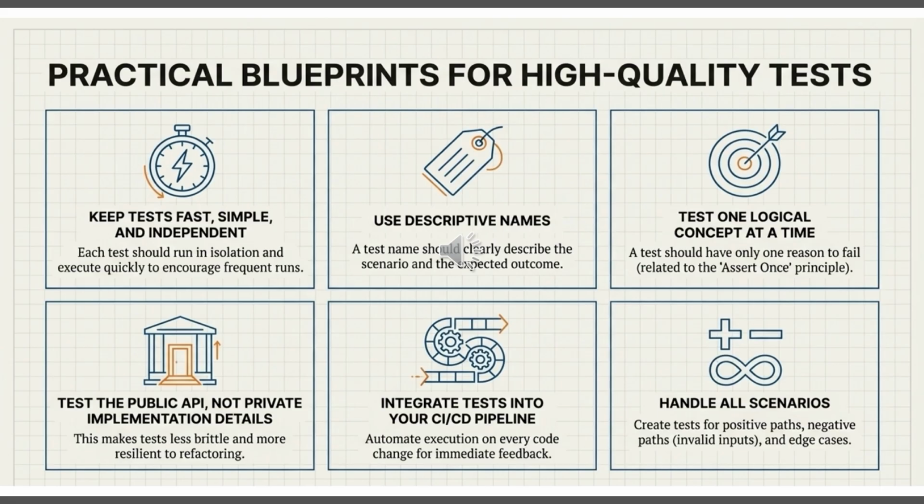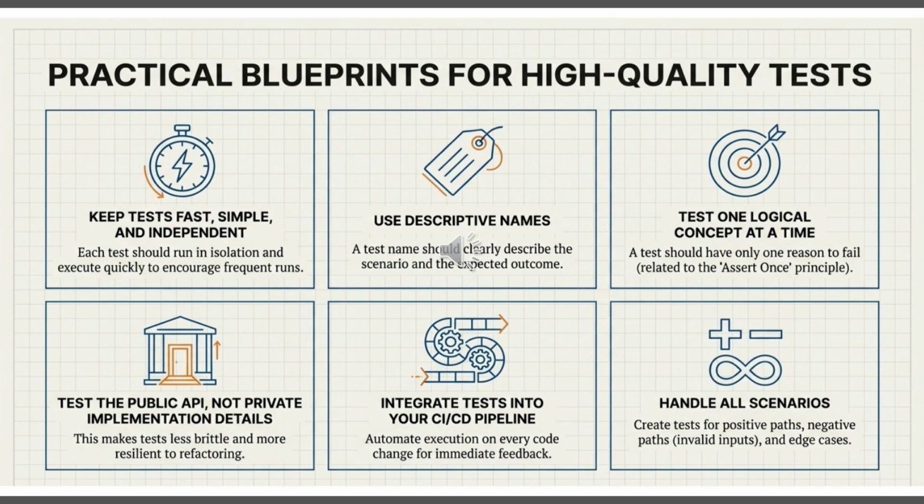Great tests don't just verify code. They make your workflow faster, cleaner, and more reliable. Here are 6 principles to follow. 1. Keep tests fast, simple, and independent. They should run quickly and never depend on each other. 2. Use descriptive names. A good test name tells the story, what's being tested, and what's expected. 3. Test one concept at a time. Each test should have one reason to fail. No more. 4. Test the public API, not the private details. That keeps your tests flexible and refactor-friendly.